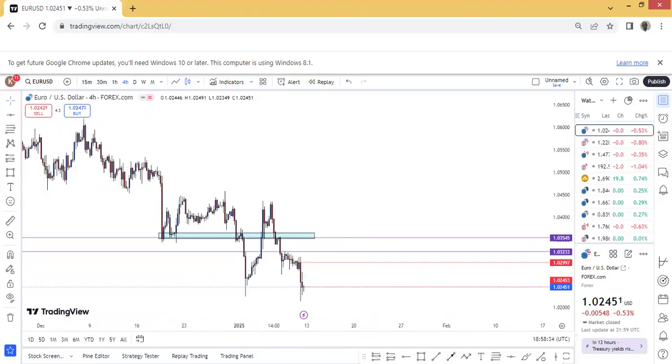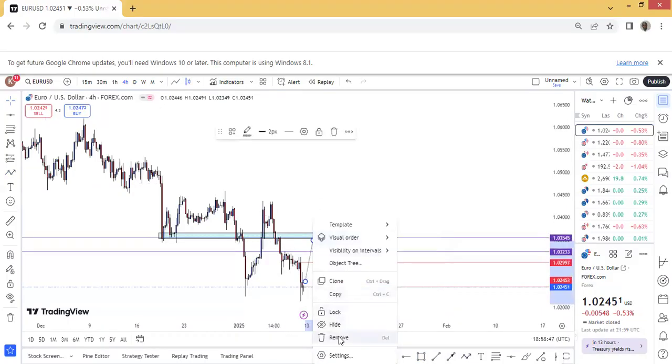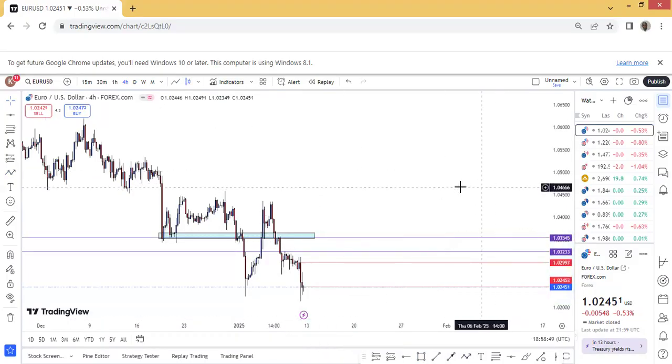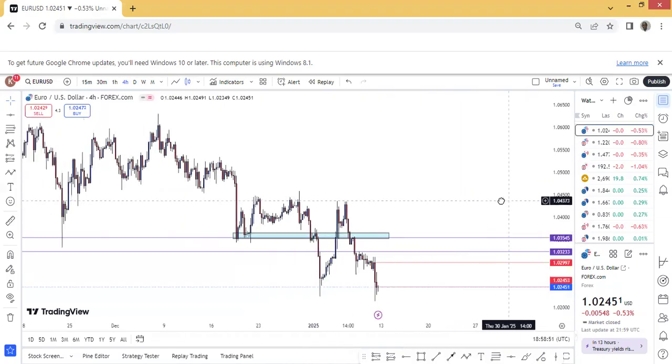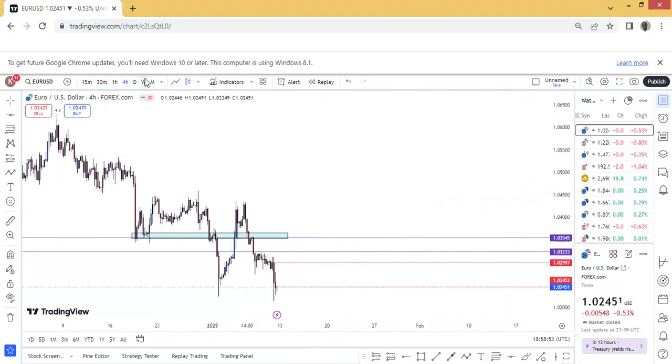So what will I do? I'll be waiting for price to pull back in here and then I'll sell. Until then, I won't do anything on this chart. So that is that with Euro USD.